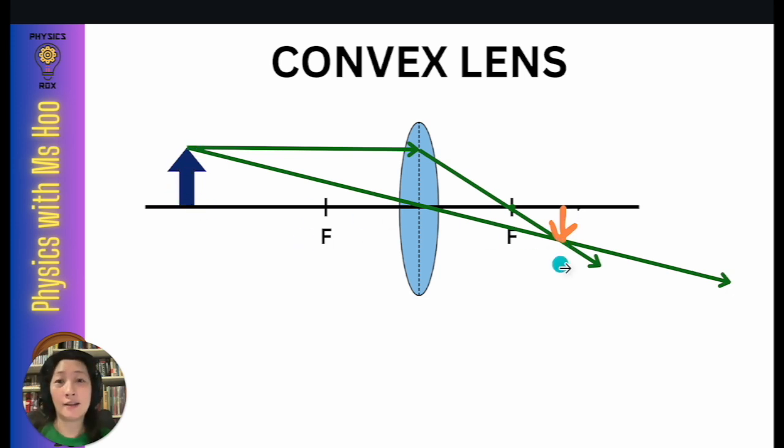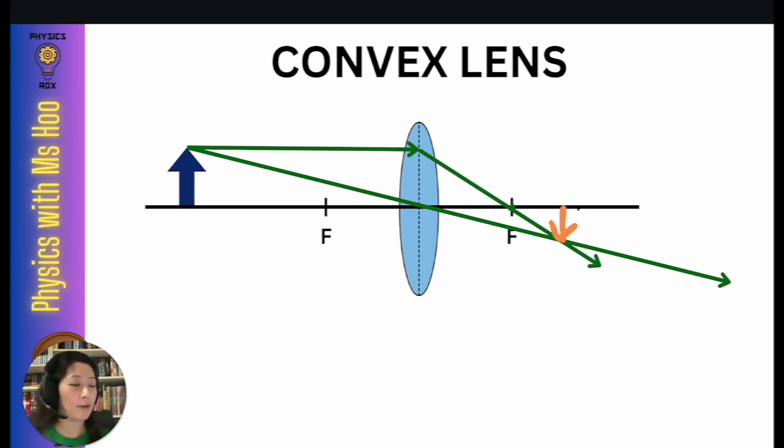If drawn to scale, the comparison of the size is exactly that. In terms of whether the image is inverted or upright, you can see that the intersection point is below the principal axis, which is why the arrow points downwards, compared to the original object where the two lines start above the principal axis. So therefore, this is an inverted image. And because it's formed on the opposite side of the lens, you can imagine that you've put a screen here. The image is being projected on the screen. That's why it's a real image.